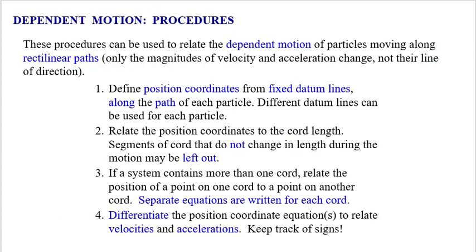So when we work these problems, we want to really draw our picture and think about what the dependent motion is going to be. We want to define our positions. We want to relate those positions, and not worry about the segments of the cord that don't change, because we can leave those out. Then we want to write separate equations for each one, and we need to make sure that we keep track of our signs. You'll see that in the two examples which we're about to do.